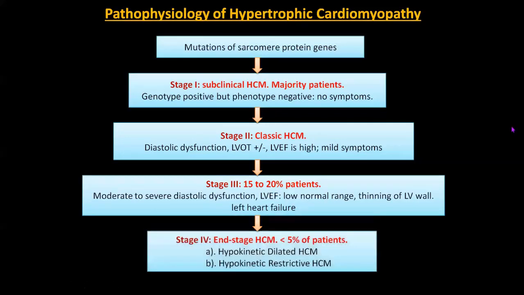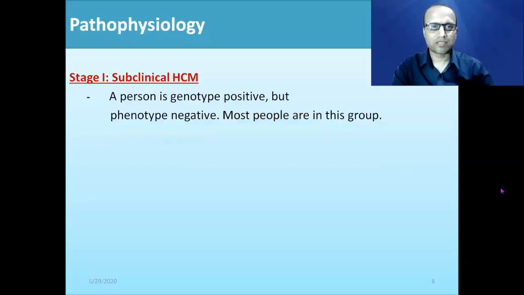The final stage is stage 4. It is called end-stage HCM. Less than 5% of patients progress to stage 4. There are two variants of end-stage HCM: hypokinetic dilated and hypokinetic restrictive. In the subsequent slides, I will discuss each stage in more detail.